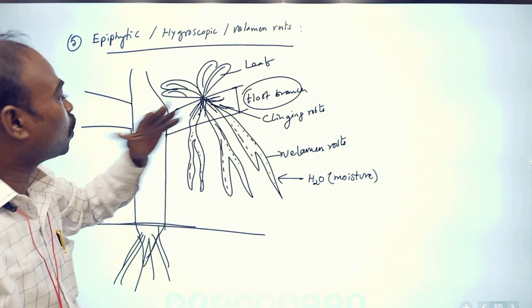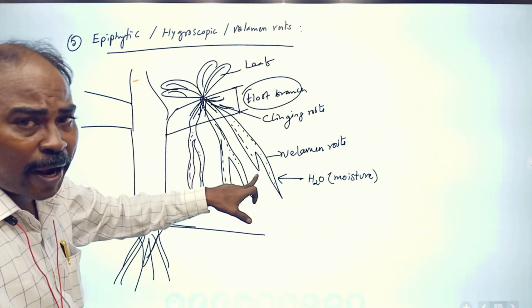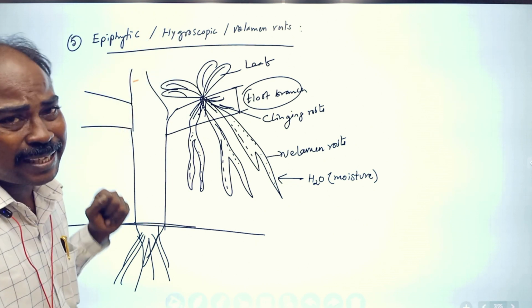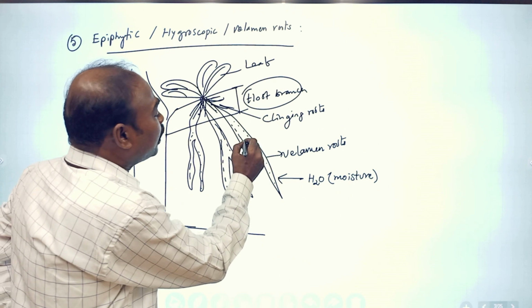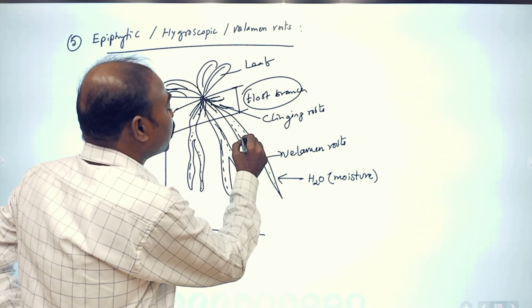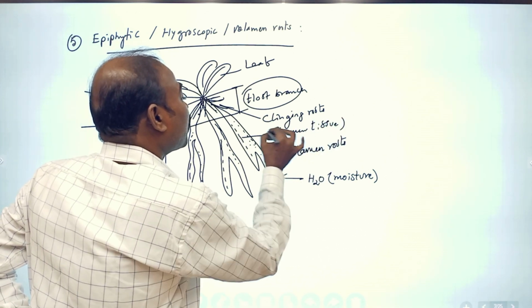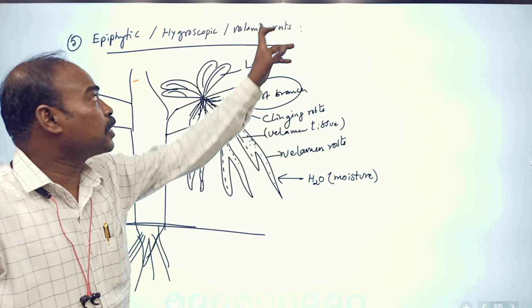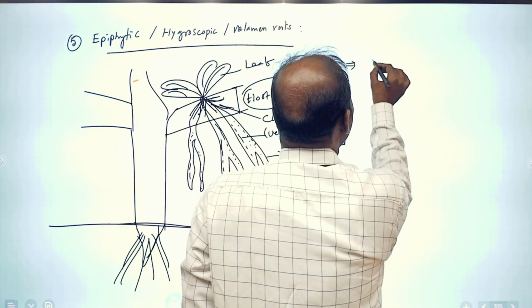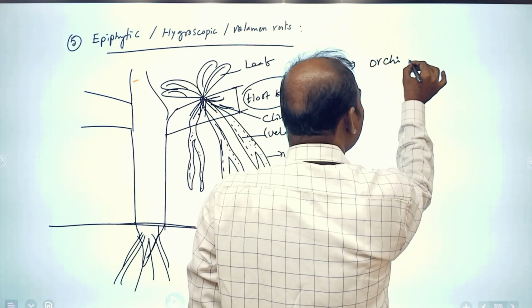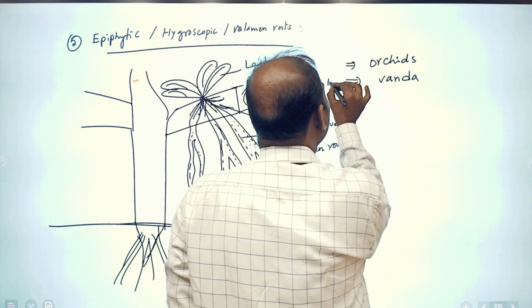Such plants which grow on other plants are said to be epiphytes, which absorb moisture from the atmosphere, hence they are said to be hygroscopic roots. The roots have dry velamen tissue, epidermal tissue which is hygroscopic. Velamen tissue is useful for absorption of water, so it is called velamen root. Such roots are found in orchids. Example, Vanda.